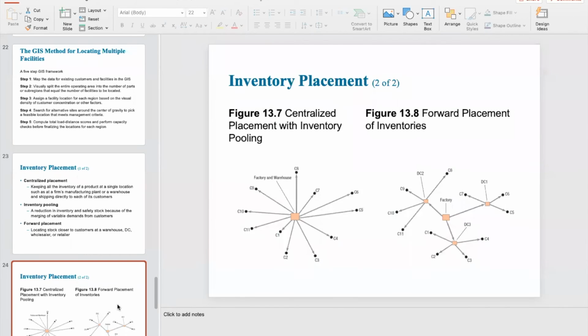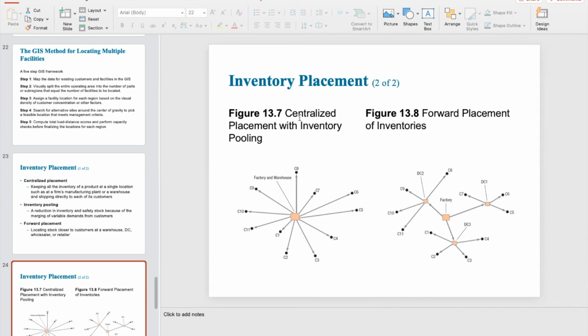Now if we go to the forward placement of inventory, suppose C8 has some demand shortage, while C3 actually has some demand surplus. Then in order to compensate for the demand shortage in this specific area, you have to transport some of your inventory in this area back to this specific area. And this will cause some inefficiency during this whole process. So this is a full comparison between centralized placement and forward placement of inventories.